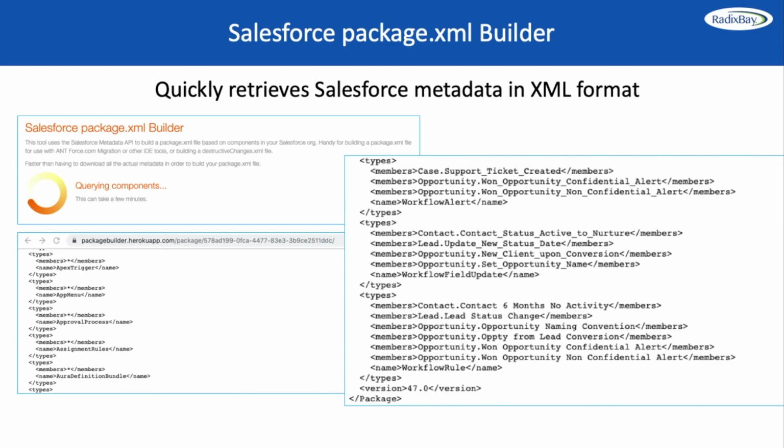The next tool I use is the package.xml builder tool. This tool quickly retrieves Salesforce metadata in XML format. This can be used with the AMP migration tool. As you can see, it has metadata listed and you can connect to any Salesforce org here as well.